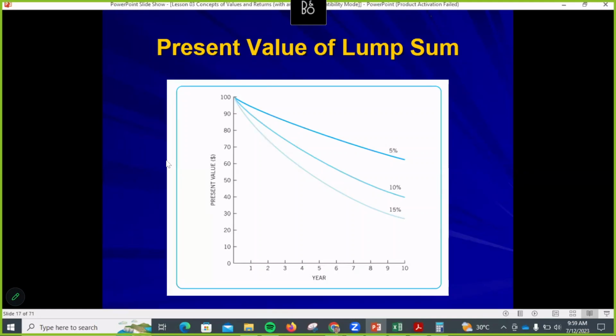Suppose that the bank pays interest on your normal savings account, 5% interest. So you are having the 100 rupees in your hand now, right?